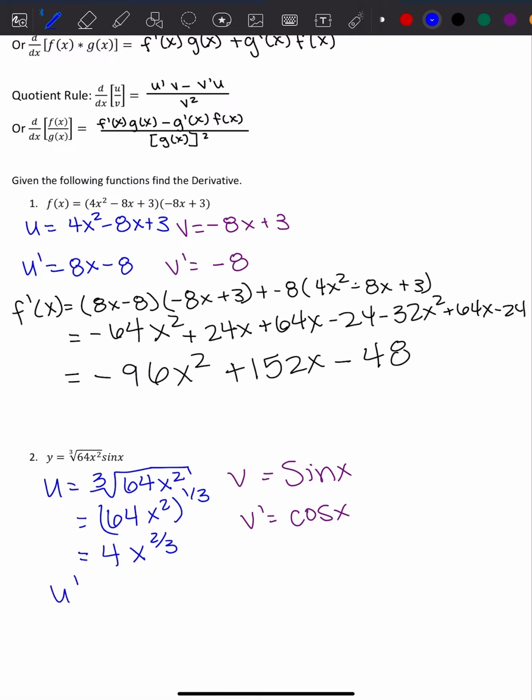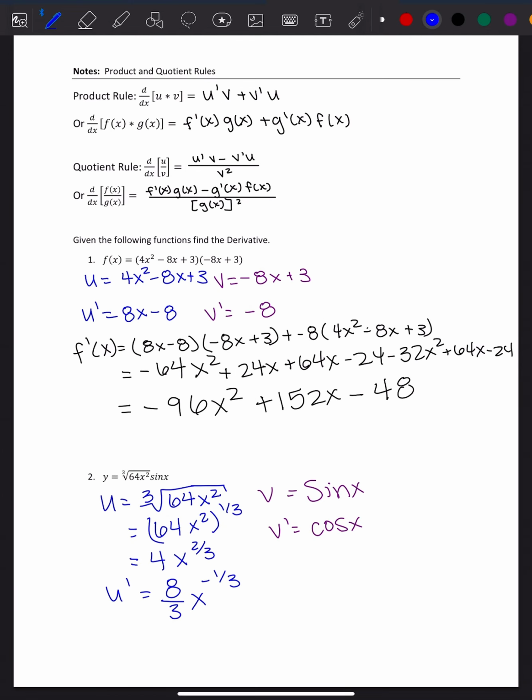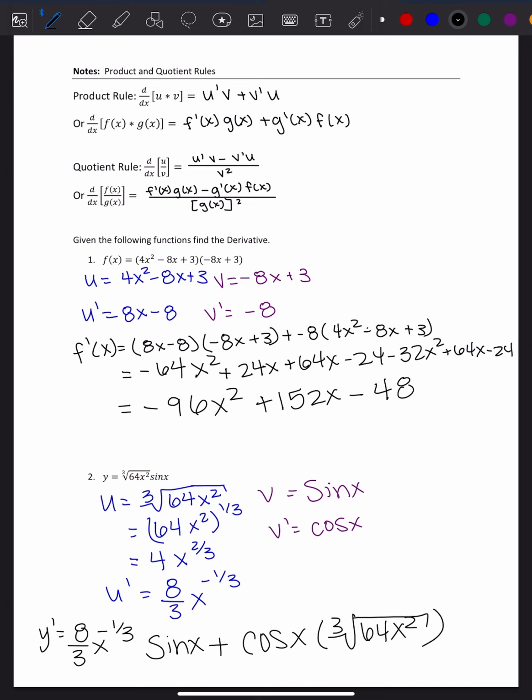So now I can find u prime. So we have 8/3 x to the negative 1/3. I'm not even going to change it. It just is going to stay like that, which means we're not really going to simplify this one. So I have y prime equals u prime, 8/3 x to the negative 1/3, times v, so times sine of x plus cosine of x times the cubed root of 64x squared. And I don't necessarily need these parentheses because the cubed root kind of takes it all together.